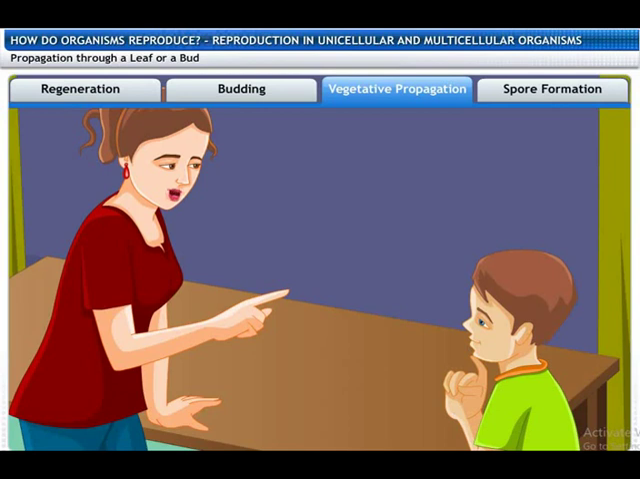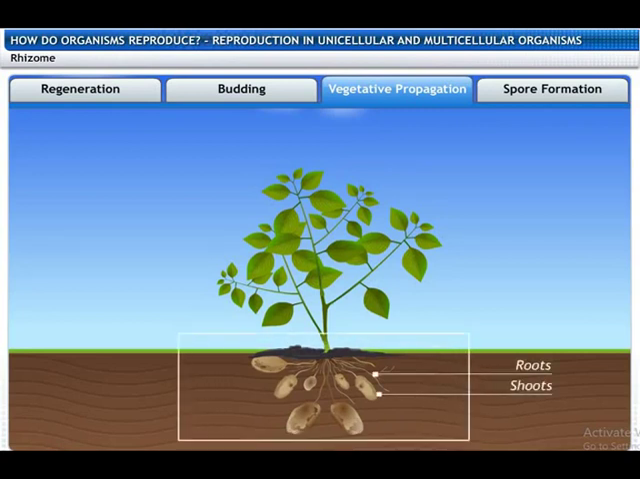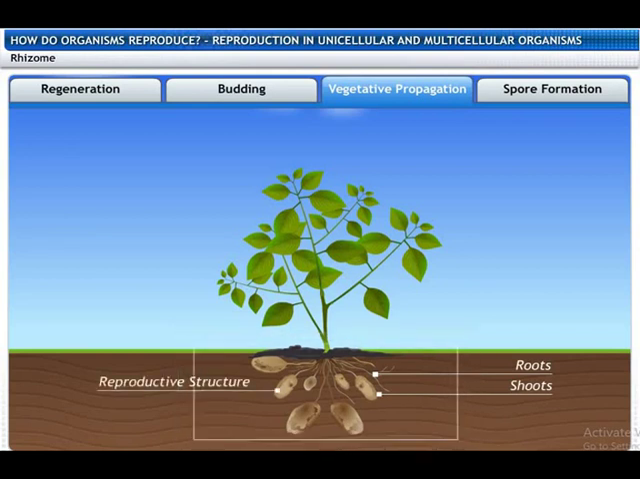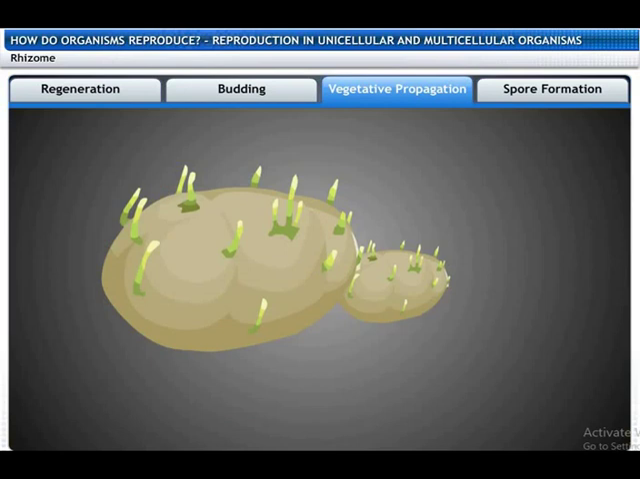Your favorite vegetable, potatoes. Potato itself is a horizontal plant stem with shoots and roots usually underground. Thus, the stem serves as a reproductive structure. Such horizontal underground plant stems are called rhizomes. Look at this potato here. See those buds and notches?